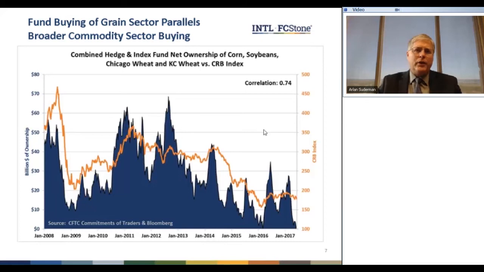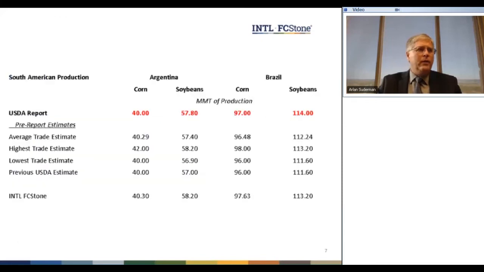So that's what I'm watching over the next week to see if we bounce off and actually create a rally, or whether we break through that support. Now, looking at the numbers here, first of all, we'll start with South American production.